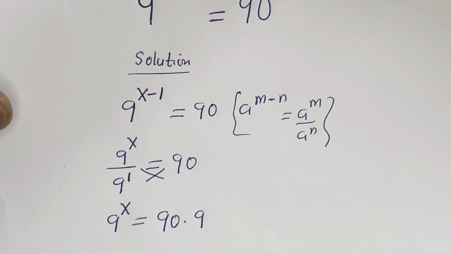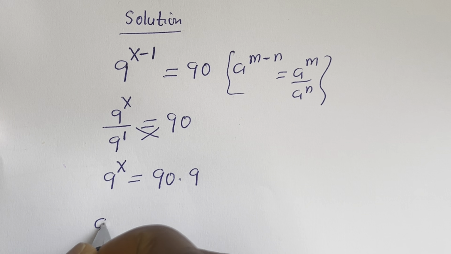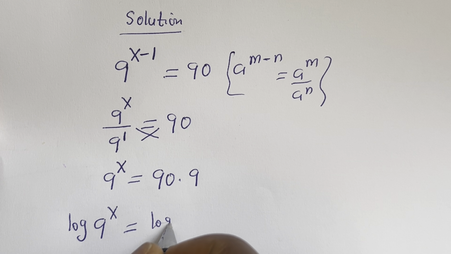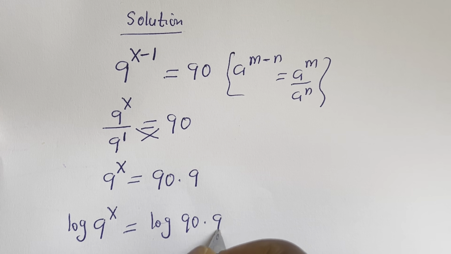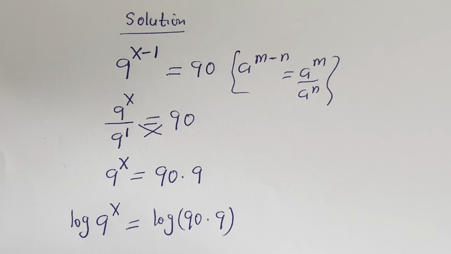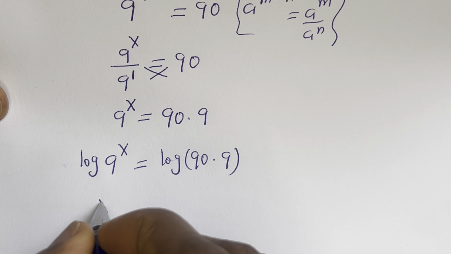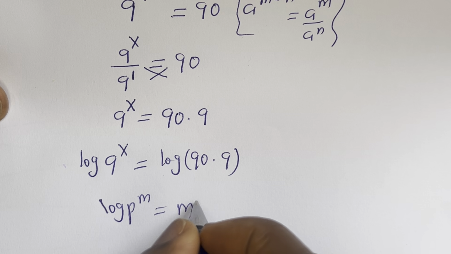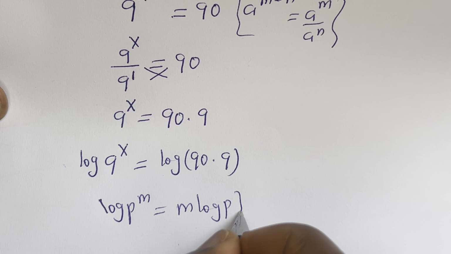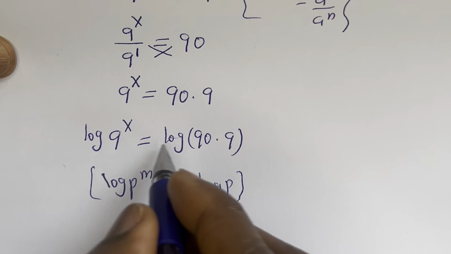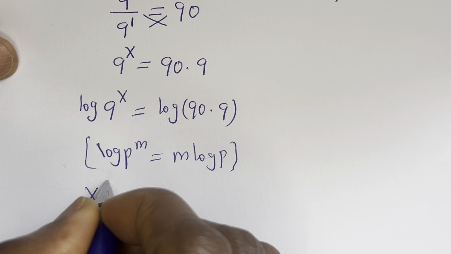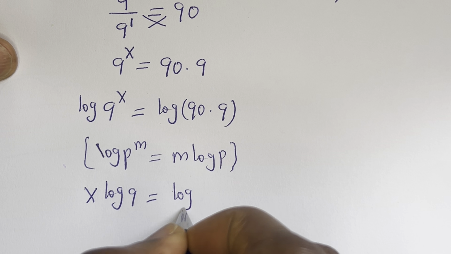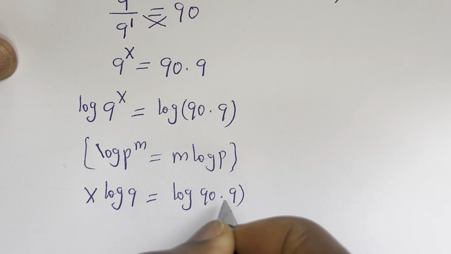Let's take the log of both sides of this equation. 9 to the power of x, then we have log is equal to log 90 multiplied by 9. If you have log p to the power of m, this is equal to m log p. Then this can be written as x log 9 is equal to log 90 multiplied by 9.